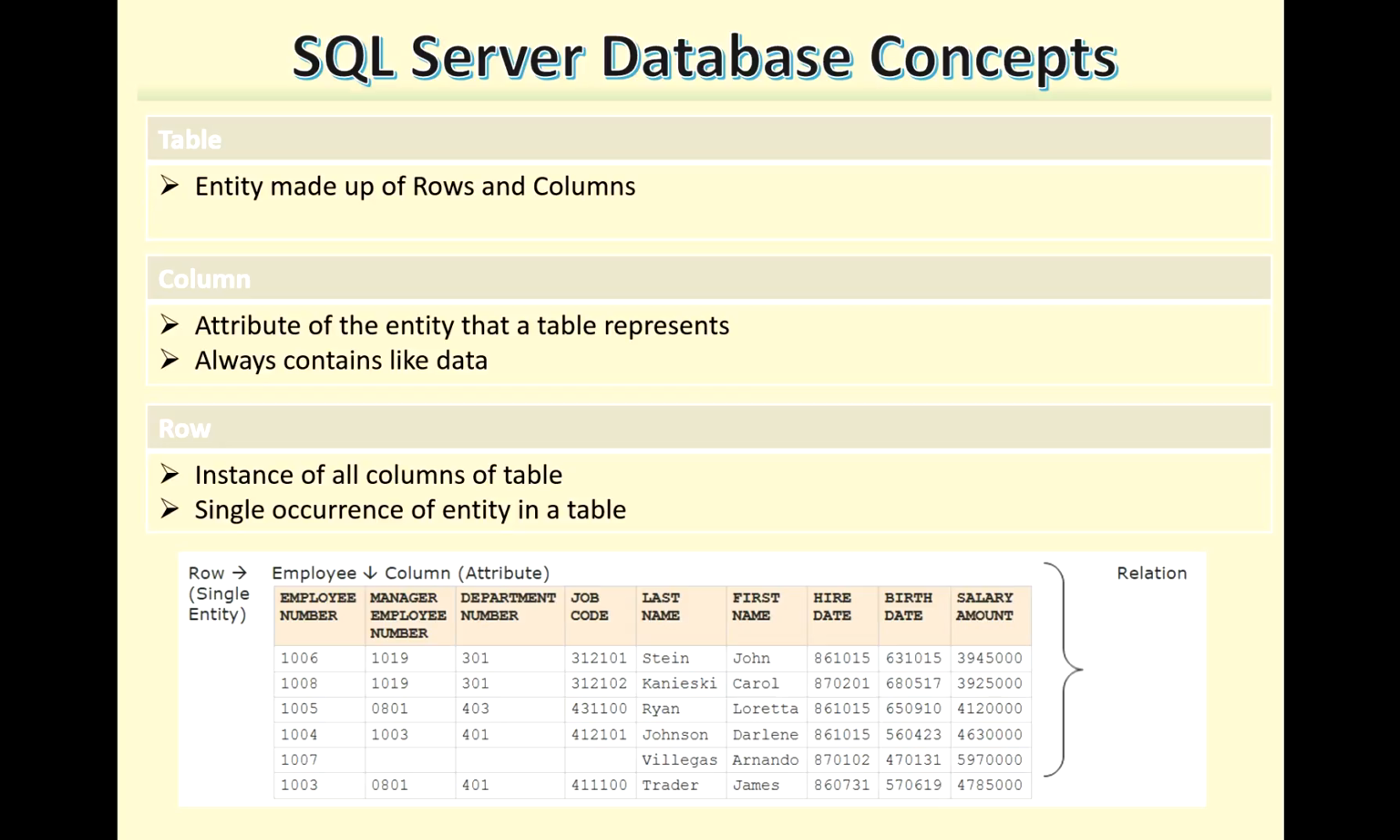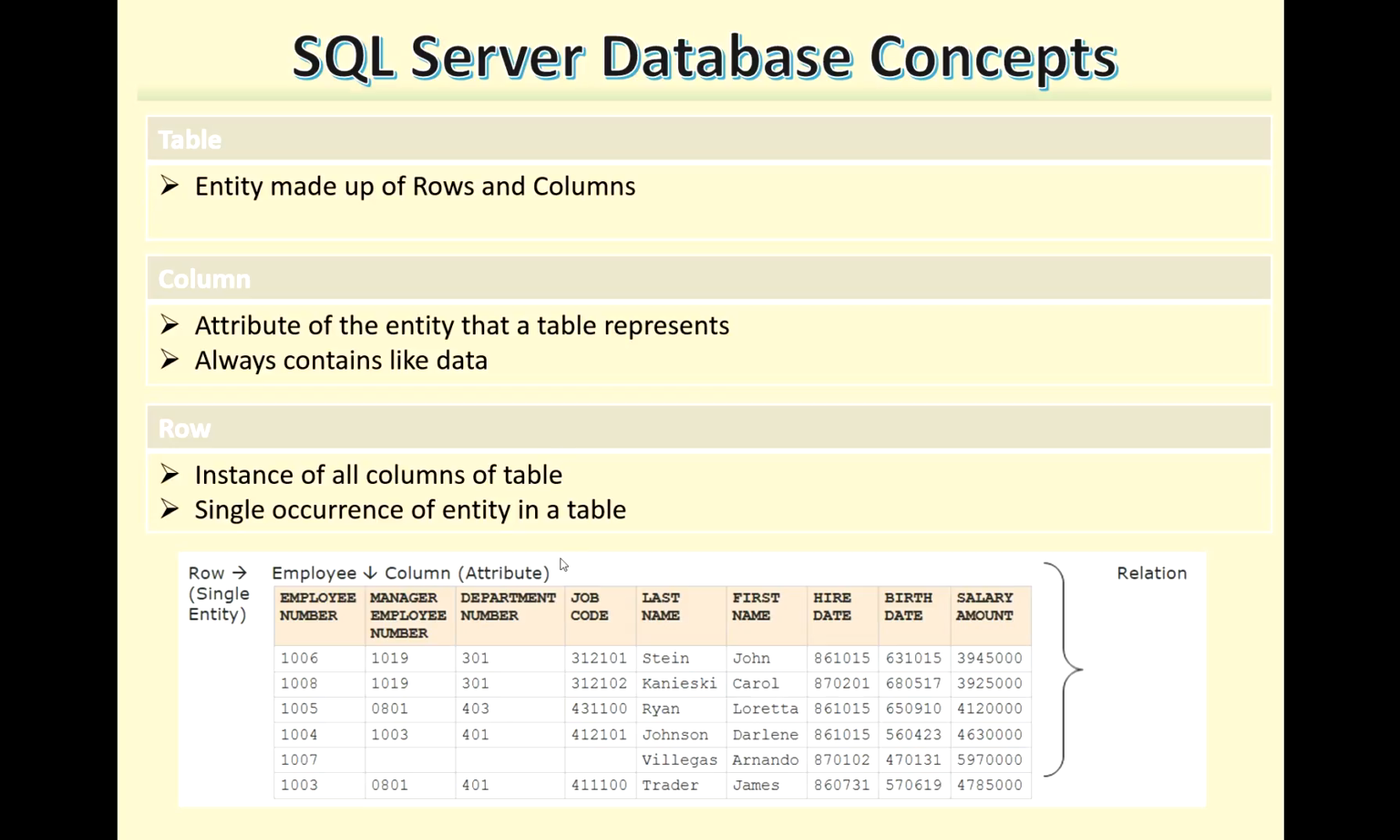Entity is a term used in database terminology. Okay, when you talk about relationships and all, you use entity. And a table is basically an entity made up of rows and columns. A table consists of rows and columns. Okay, and a column is nothing but an attribute of an entity that a table represents. That means it's a property of an entity.